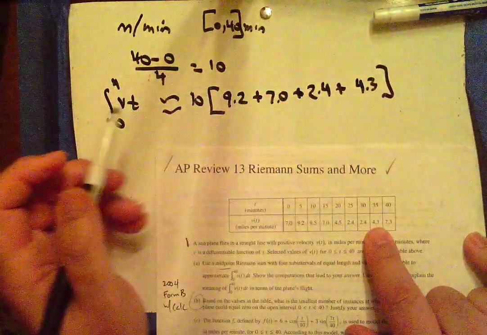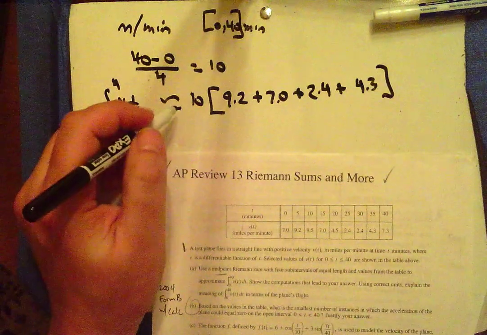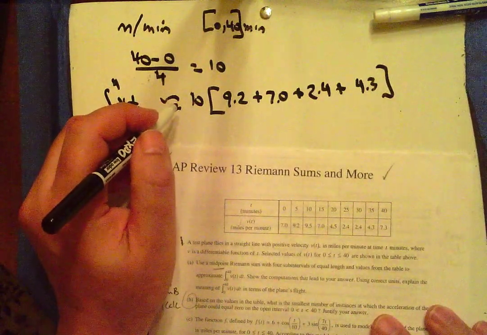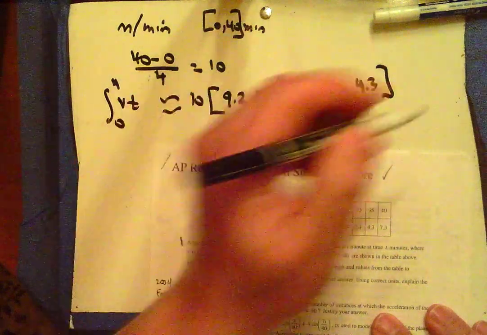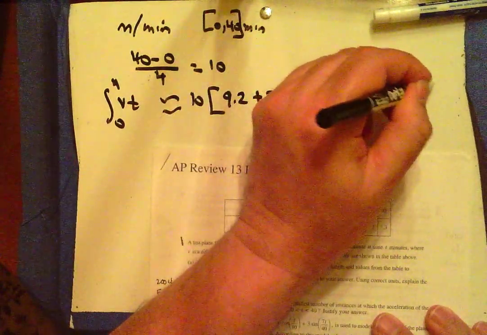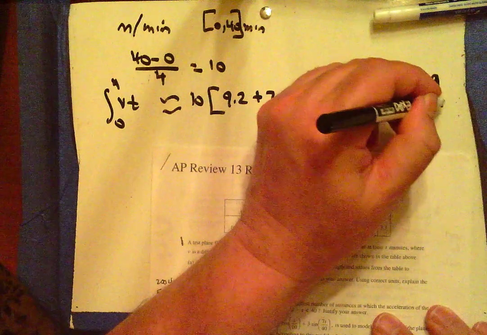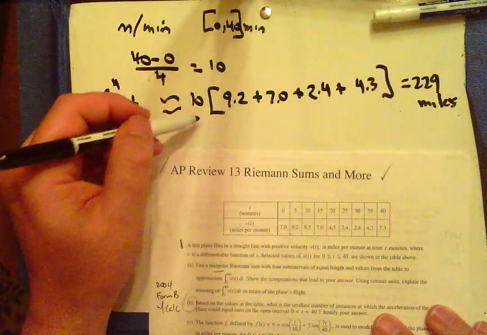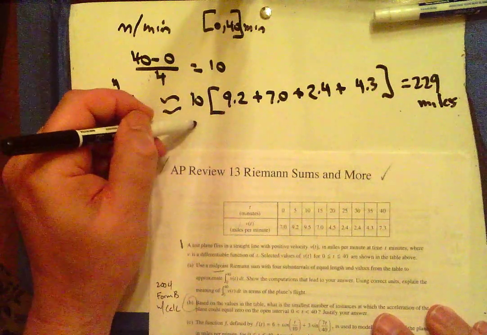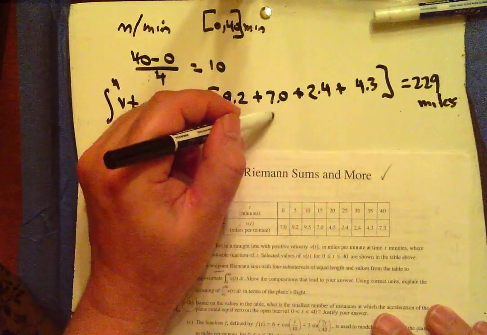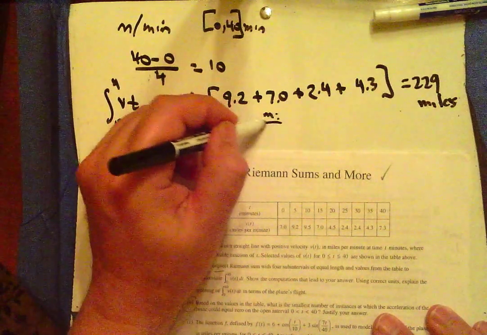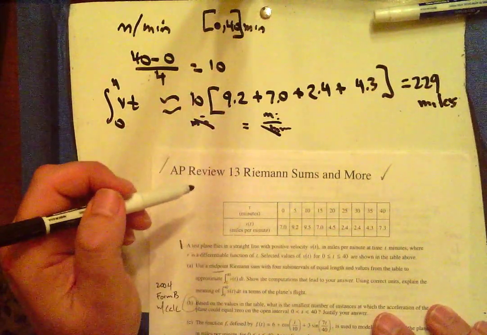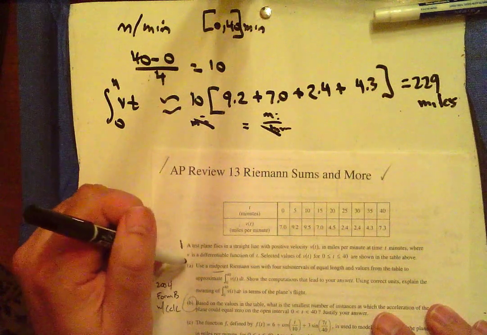My recommendation is that you leave your answer like this. But if you need to, if you have that inner drive, that's 229 miles that we just figured out. Because these are minutes, and these are miles per minute, and minutes cancel, leaving us with miles. Okay, so let's see.